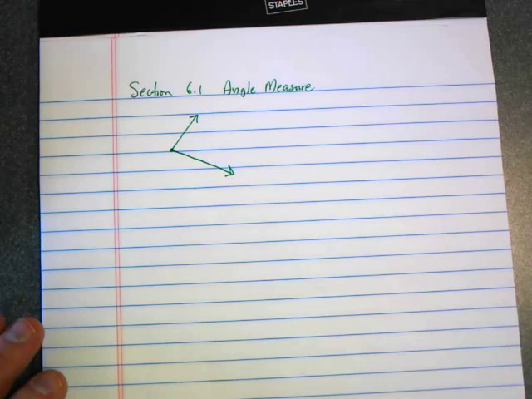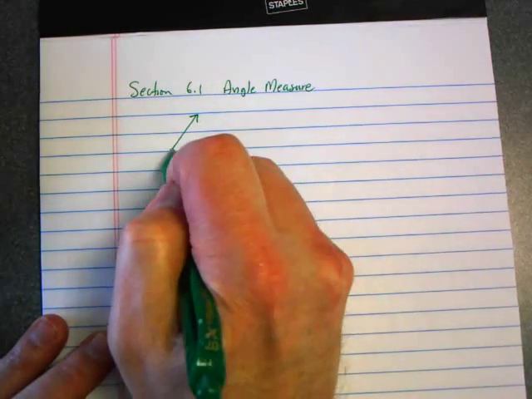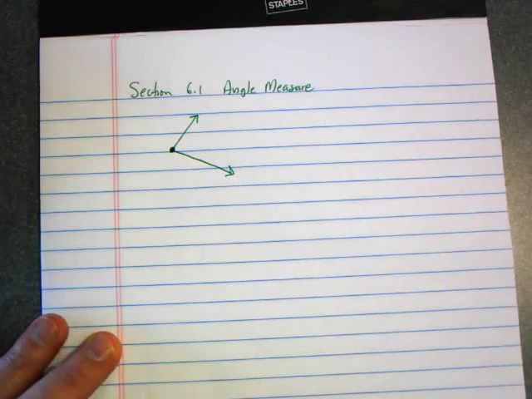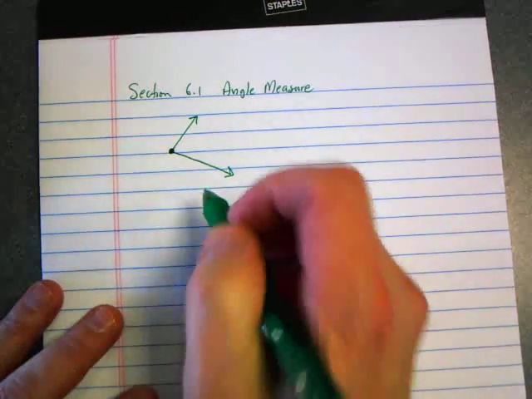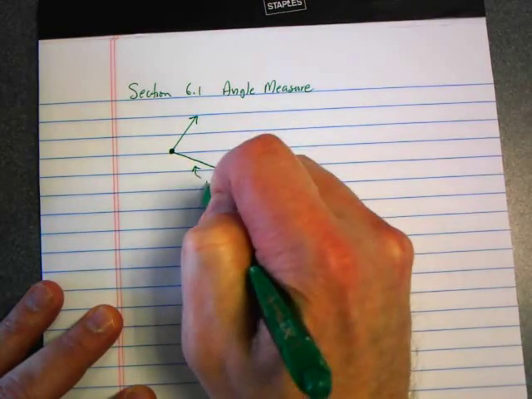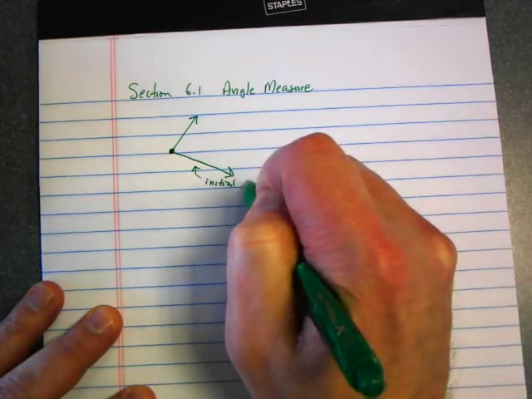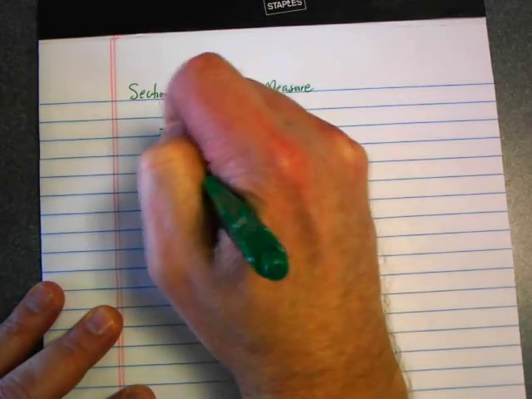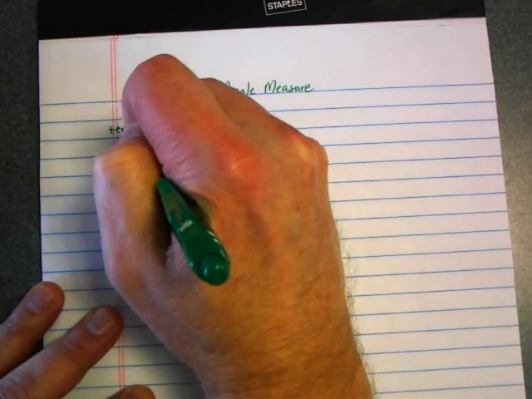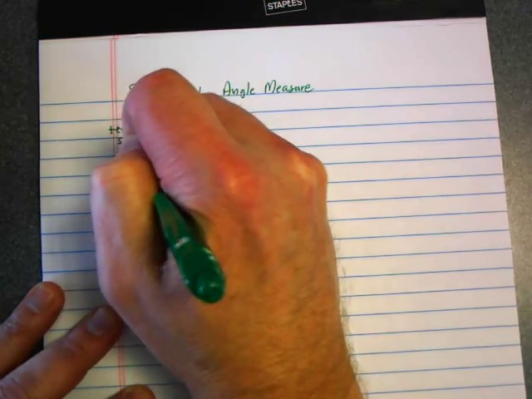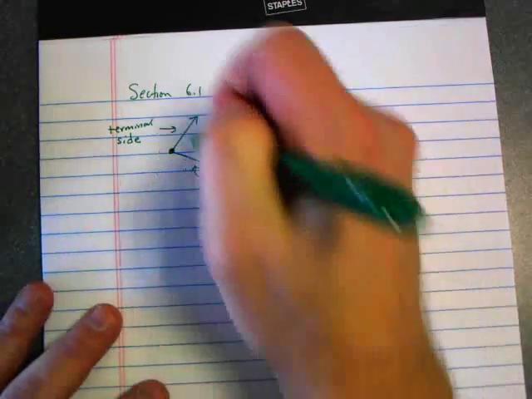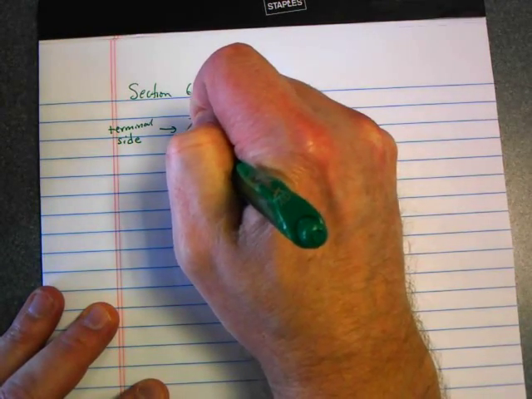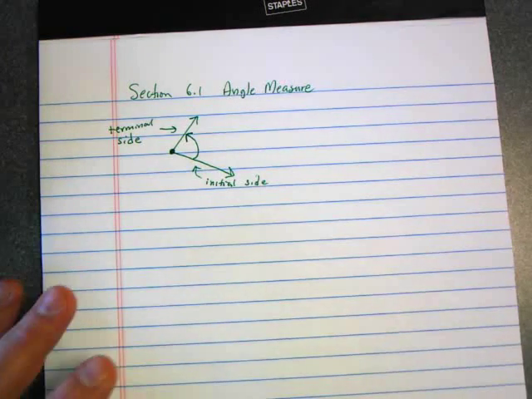So you have two rays. Yeah, we learned this back in 6th grade. That's correct. So we have two rays that have the same initial point. That's called the initial point where they meet right there. And typically we have one side is called the initial side, and one side is called the terminal side. And this rotation here in between the two rays, that's called the angle.